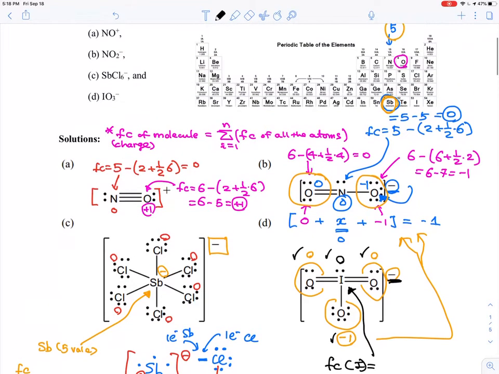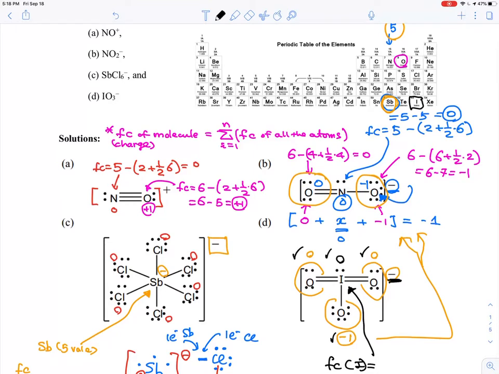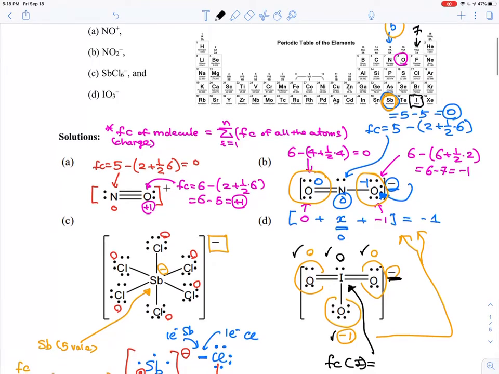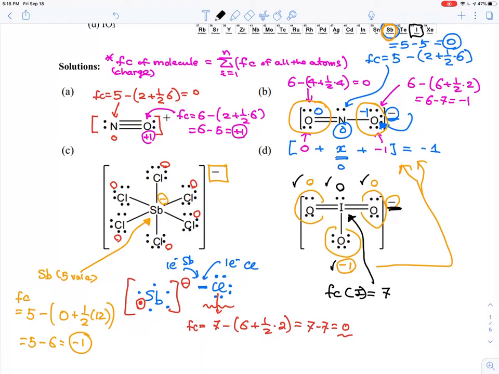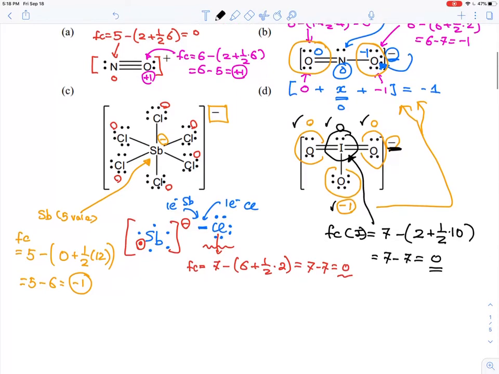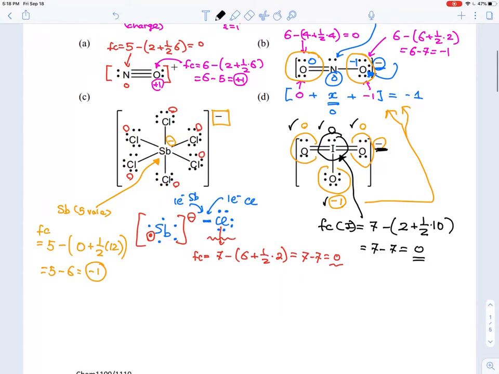Okay, iodine, where is it? Here, which is column 7, right? That's the halogen column. So iodine has 7 valence electrons and minus how many lone pairs do you see right here? 2. Okay. And how many bonds do you see? 1, 2, 3, 4, 5. You see the 10 electrons in bonds. So that makes it 7 minus 7, which is a 0. So that's the 0 formal charge. So that's the end of it for doing this.